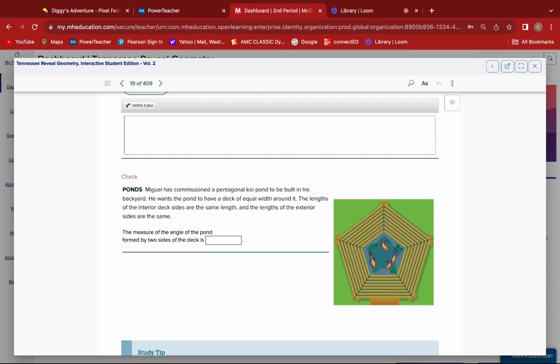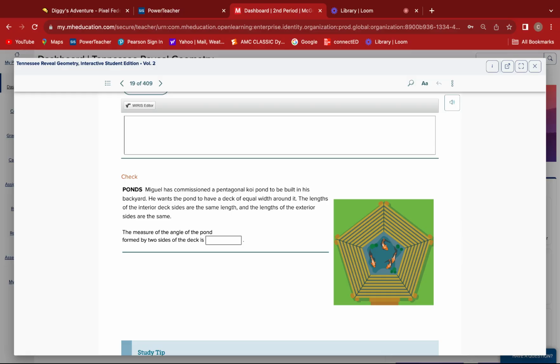All right, I am on the next page at the check, page 407. Miguel has commissioned a pentagonal koi pond to be built in his backyard. He wants the pond to have a deck of equal width around it. The lengths of the interior deck sides are the same, and the lengths of the exterior sides are the same.